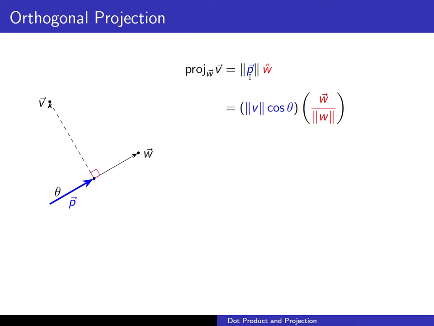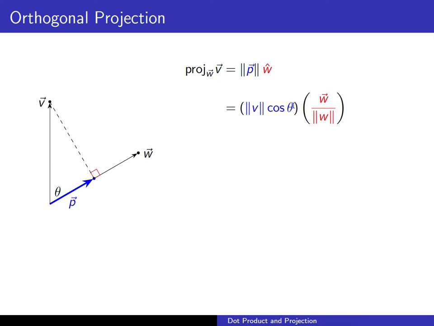Well, as we saw in the last slide, the magnitude of p, the magnitude of this vector, is the magnitude of v times the cosine of theta, the cosine of the angle between them. And then a unit vector for vector w is vector w divided by the magnitude of vector w. So, going back to unit vectors.